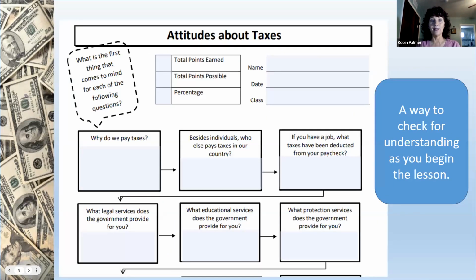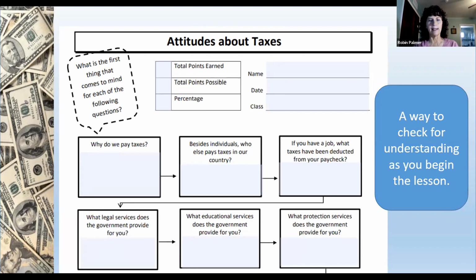One of the other activities that we have that goes along with several of our lessons is called Attitudes About. And this one that I picked to show you today is called Attitudes About Taxes. And you can see on there that it has some questions that just let students share their information or their prior knowledge or their understanding about a topic with you. So why do we pay taxes? And then we ask them about some of the things that go with that.